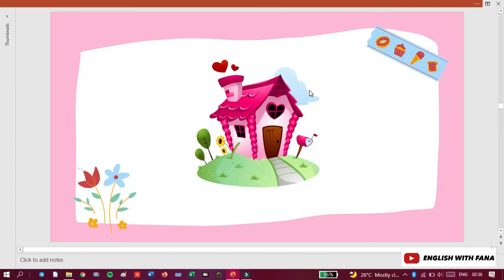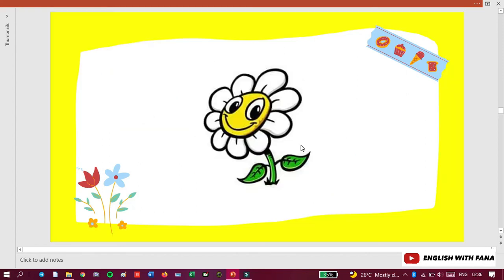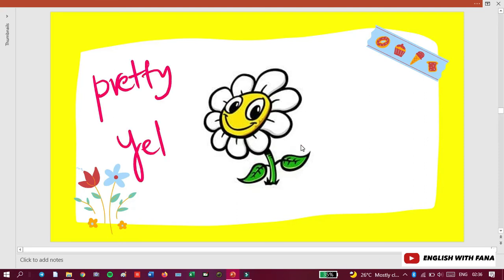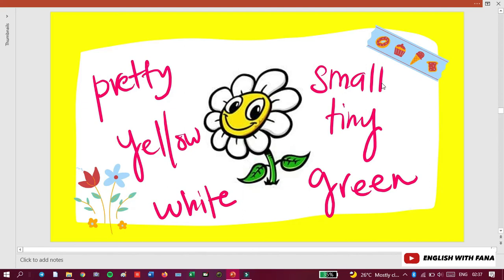Let's describe this house. Let's give adjectives to it. First, when you see this house, what can you say about it? It's pink. For me, this house is quite small, but it's cute. It has a brown door. These are all the adjectives that we can use, except for door. Door is a noun, right? Next, a flower. What can we say about it? It's pretty for sure, and it's yellow. It's small or tiny, and it has green leaves. It has white petals. Right?